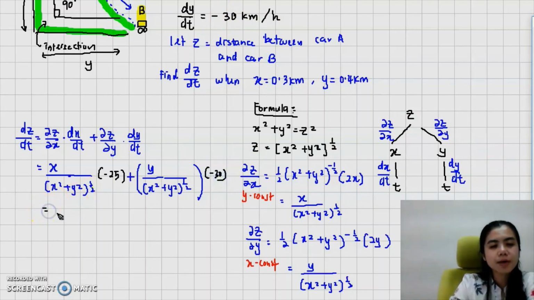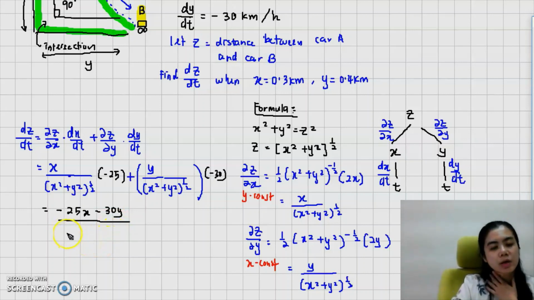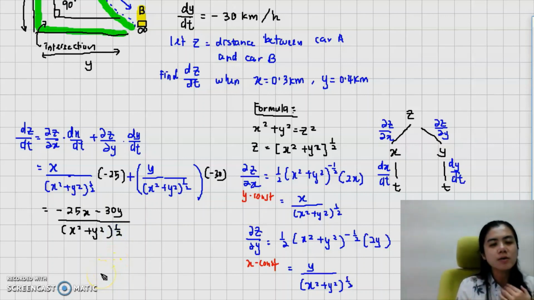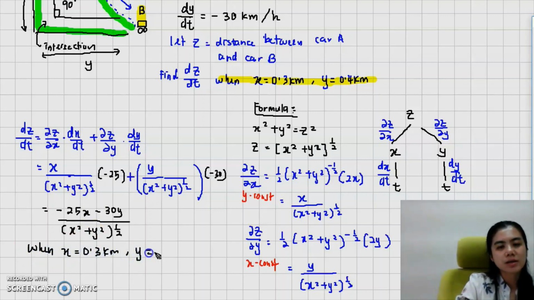Okay, let's just simplify it. So you will have negative 25x and negative 30y on the top. On the bottom, because you have the same denominator, you can group them together. So we have (x squared plus y squared) to the power of 1 over 2. So that is the general dz dt. So we have to be specific. Okay, so you have to look at the information when x is 0.3 and y is 0.4.